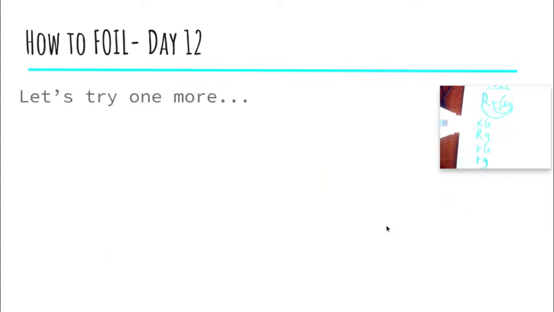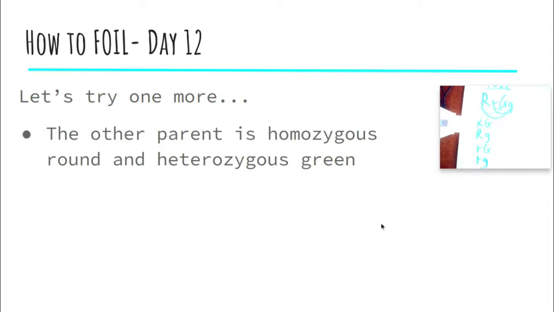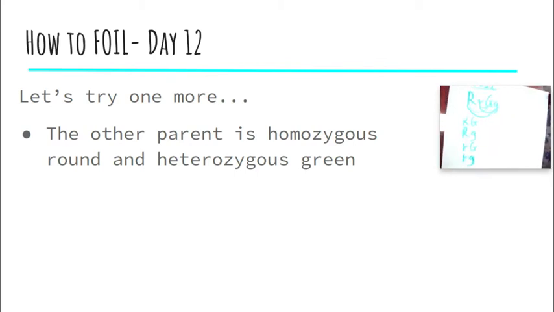Okay, let's try one more. The other parent, it says, is homozygous round and heterozygous for green. So when I see homozygous for round, I know round is dominant over wrinkled. And if they're homozygous for round, there's only one possibility that that one could be. So it's big R, big R. And then heterozygous for green color, big G, little g.